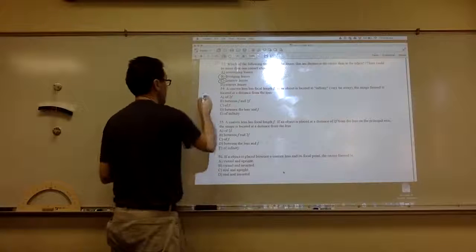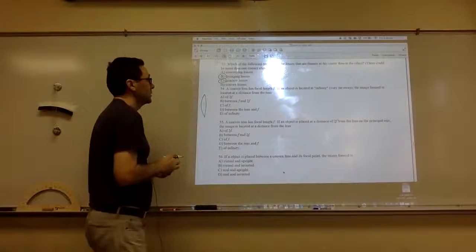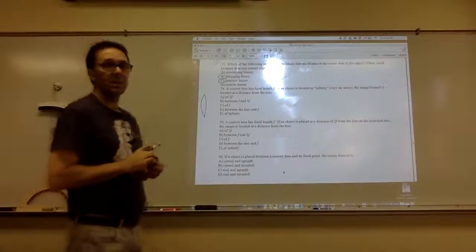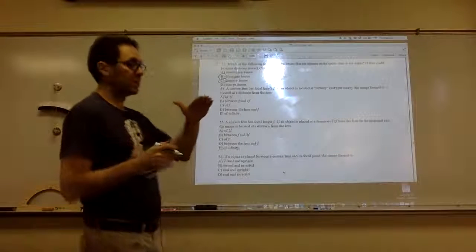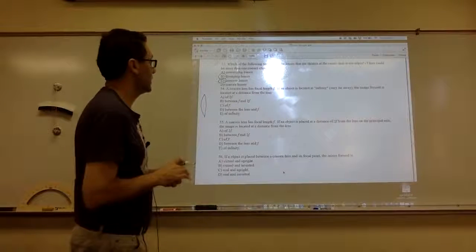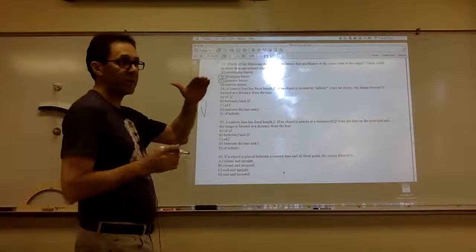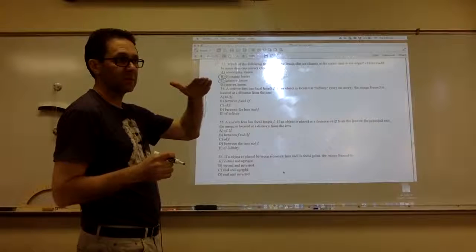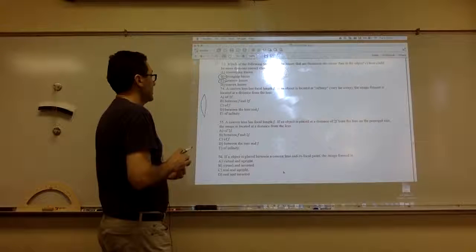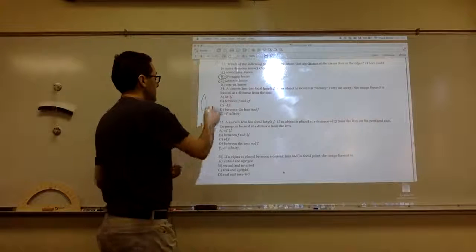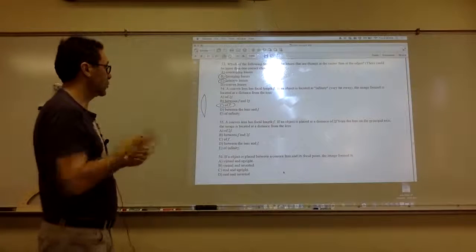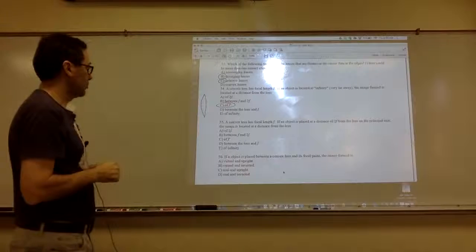A convex lens, which is this kind of lens, has a focal length f. If the object is located at infinity, what we mean by that is the rays of light are coming parallel to the principal axis. They're coming from so far away that by the time they get here, they look parallel. The image formed is located at a distance from the lens of f. So anything that comes parallel to the principal axis will converge on the focal point.